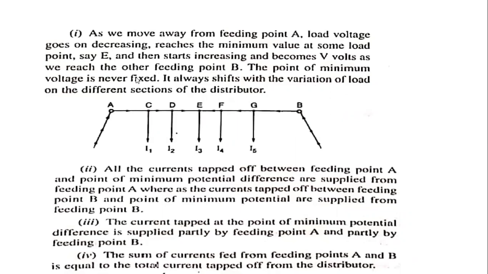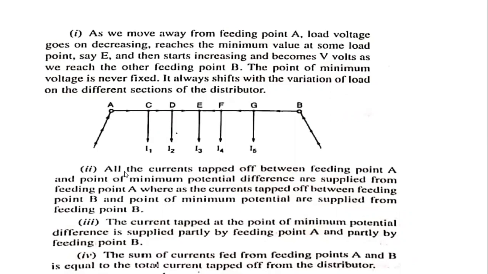The point of minimum voltage is never fixed. It is always shifted. Suppose we obtain the minimum at the F point at one time, we may obtain it at the E point at another time. This will always shift with the variations of the load on the distributor.